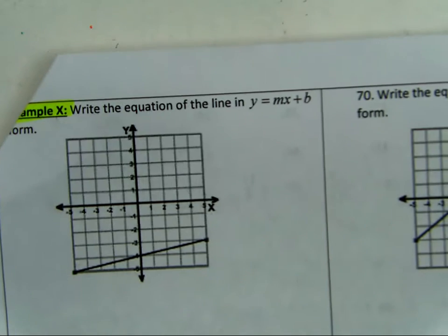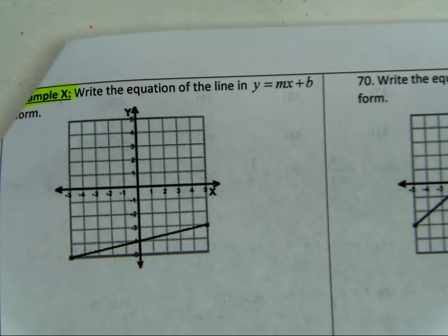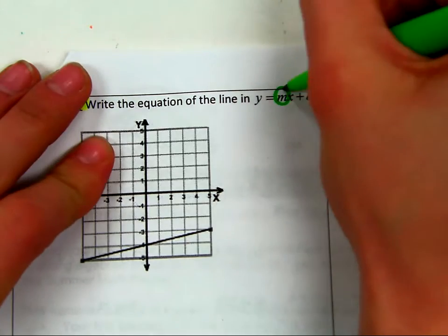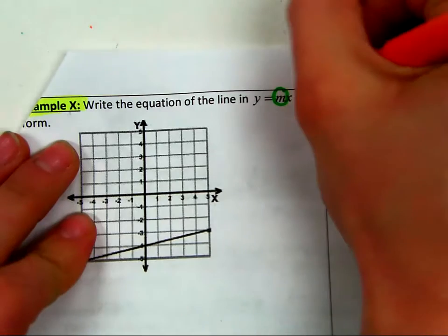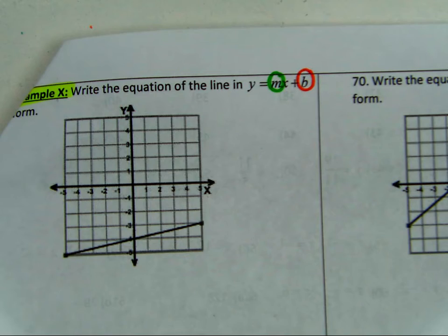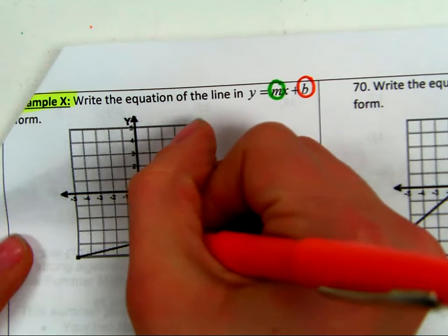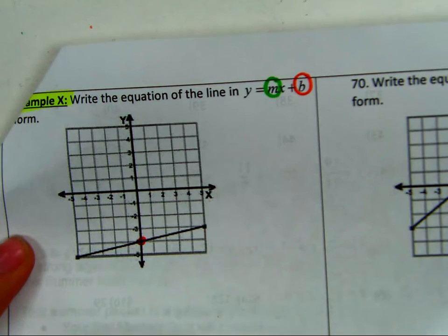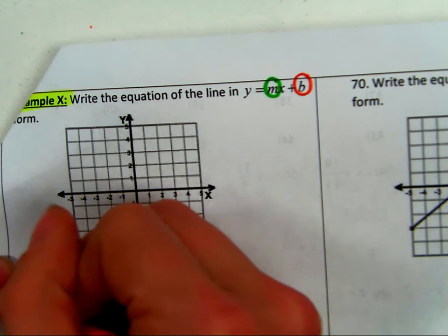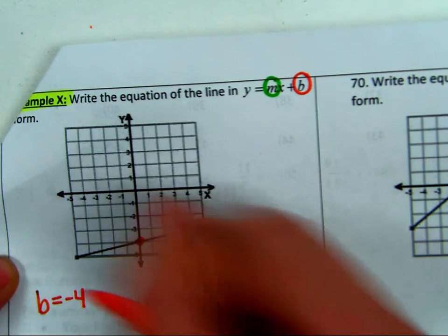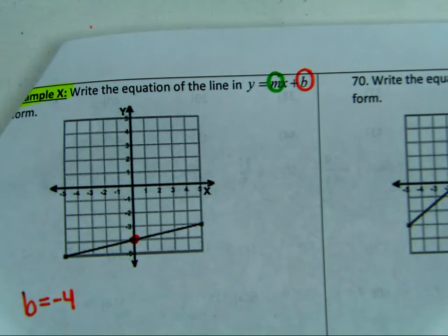The last one, example X. This one is really just going backwards. Now you're given the line, and it says to come up with the equation in y equals mx plus b. So we need to figure out what the m is and also what the b is. So I think b hopefully should be easy right away. B is that y-intercept. It's at negative 4. So maybe write that down, that b is negative 4. That's your y-intercept right there.